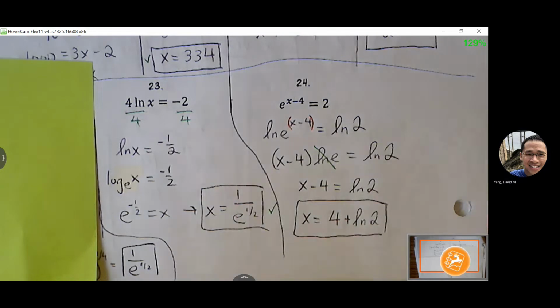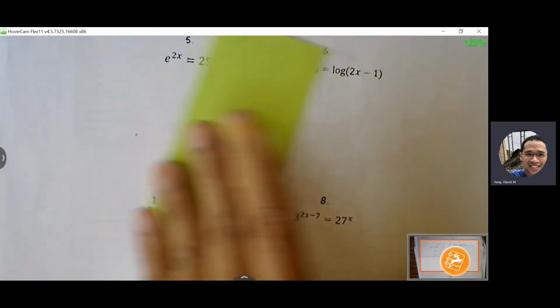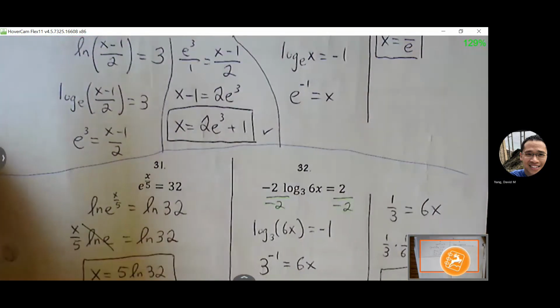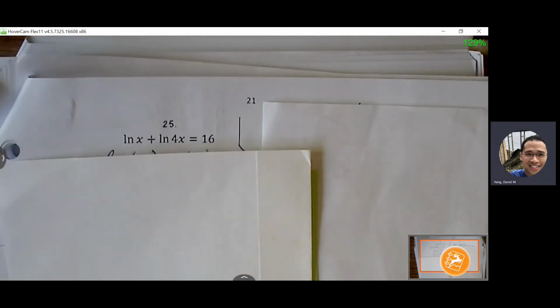Okay, last page. Okay, does anybody still need 23 or 24? That's good.